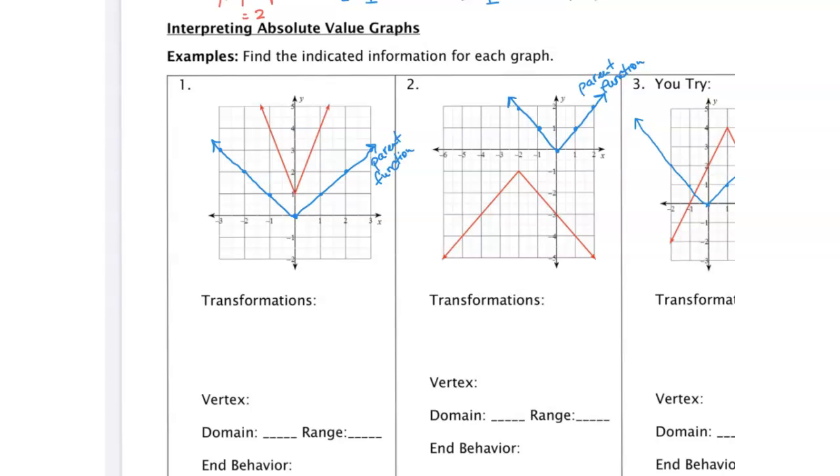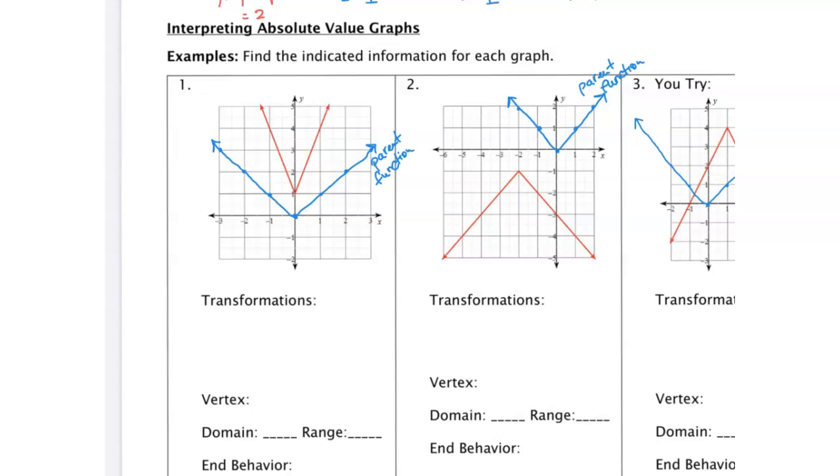All right, so here we're going to find the indicated information for each graph. I have already drawn in our parent function. So this is what the parent looks like, the blue one. And then our red one is our newest function. So we want to think about the transformations that occurred from the parent to, you can think of it as an offspring. So the parent to its offspring, the parent to the newest function.